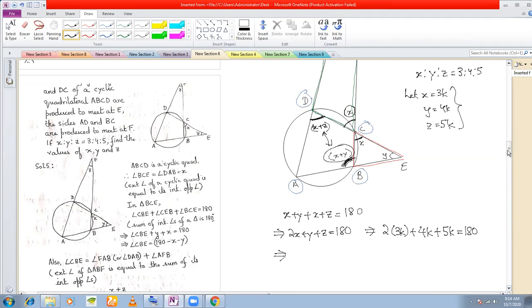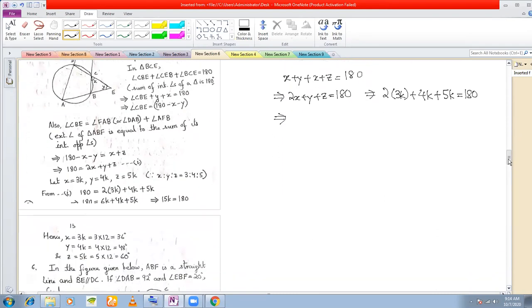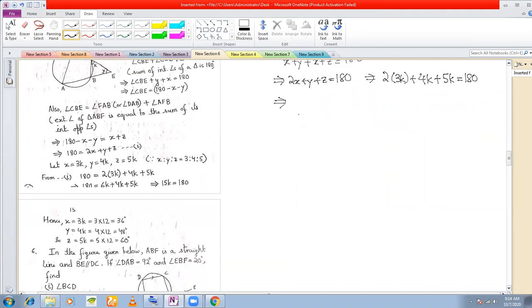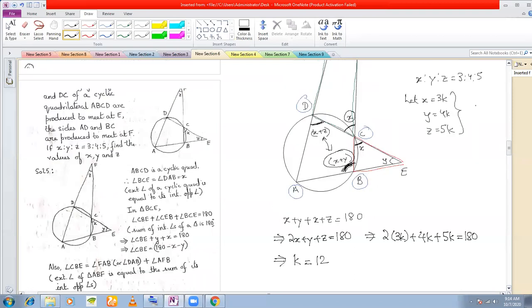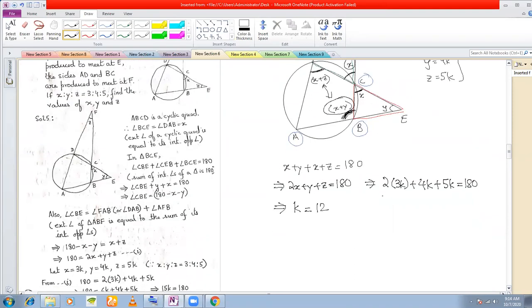So you're getting k is equal to what? 18 here, 12 you're getting. Okay, so once you solve this equation, you get k is equal to 12. Now put it here. You can find out the value of x, y, and z.